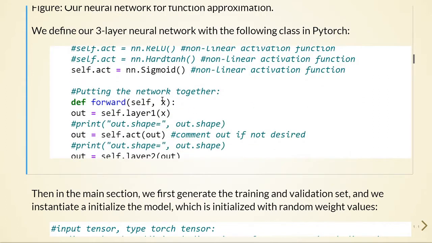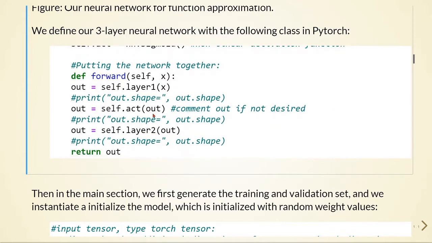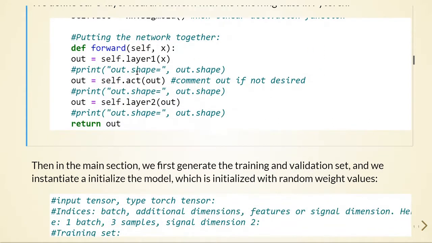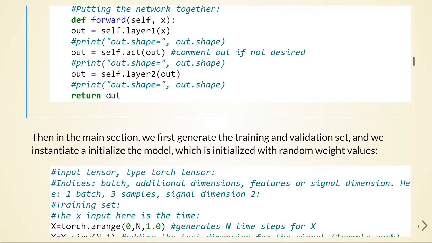In the forward method, we are putting the network together. So here we are taking the output from the first layer, layer 1. Then there is the activation function acting after the first layer, and we get this second layer, and then we are returning the output of the second layer. So we see that there is no activation function in the output.